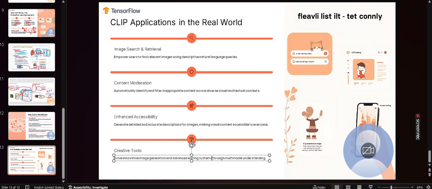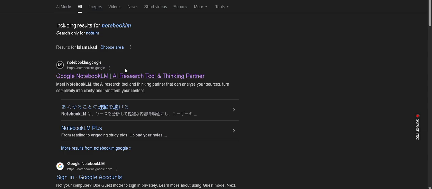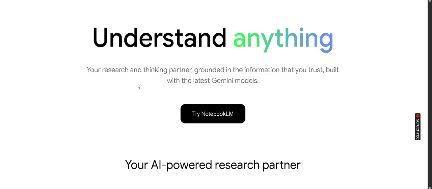There's another thing that I would like you to know, which is NotebookLM. If you actually want to read AI papers, this is a really helpful tool.